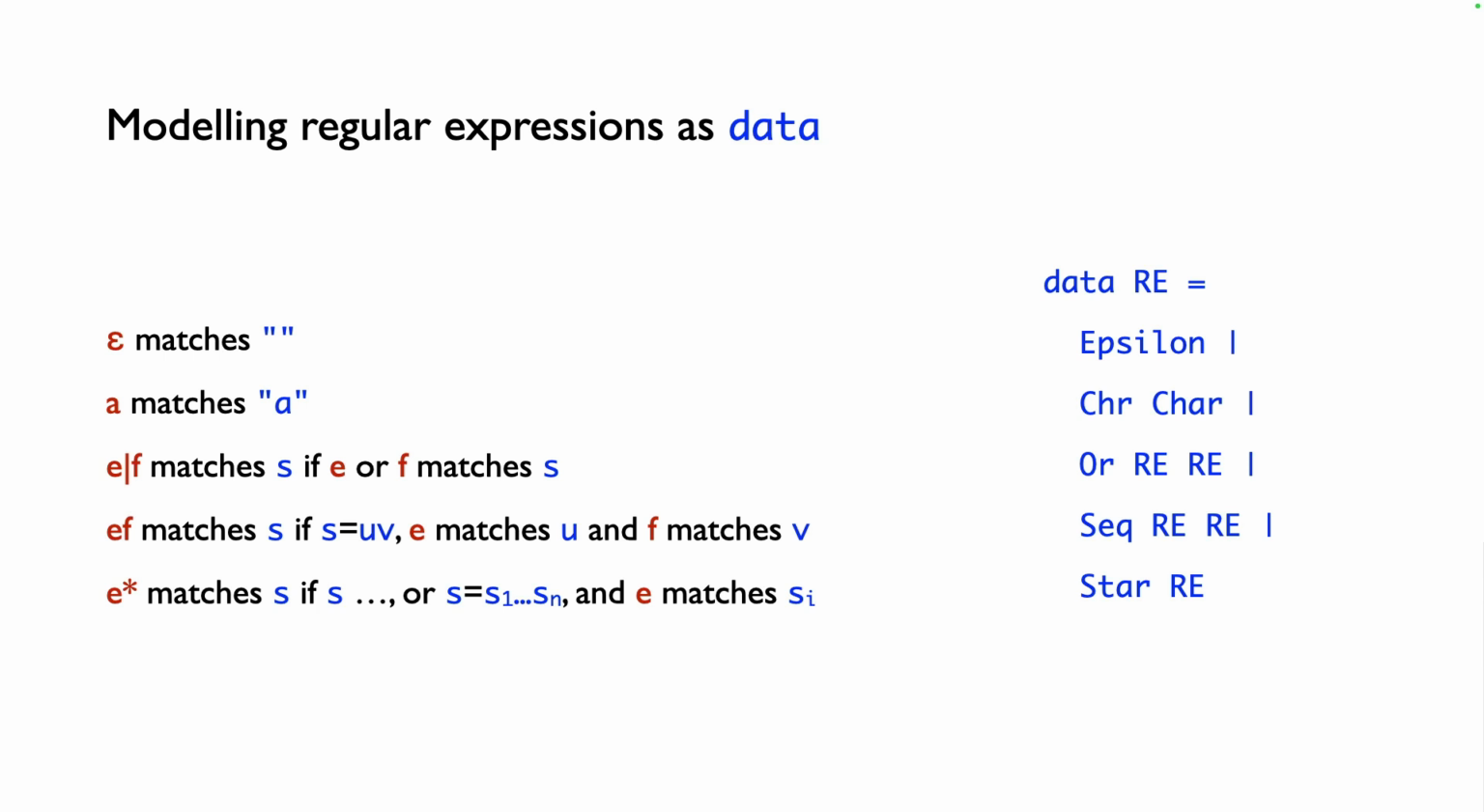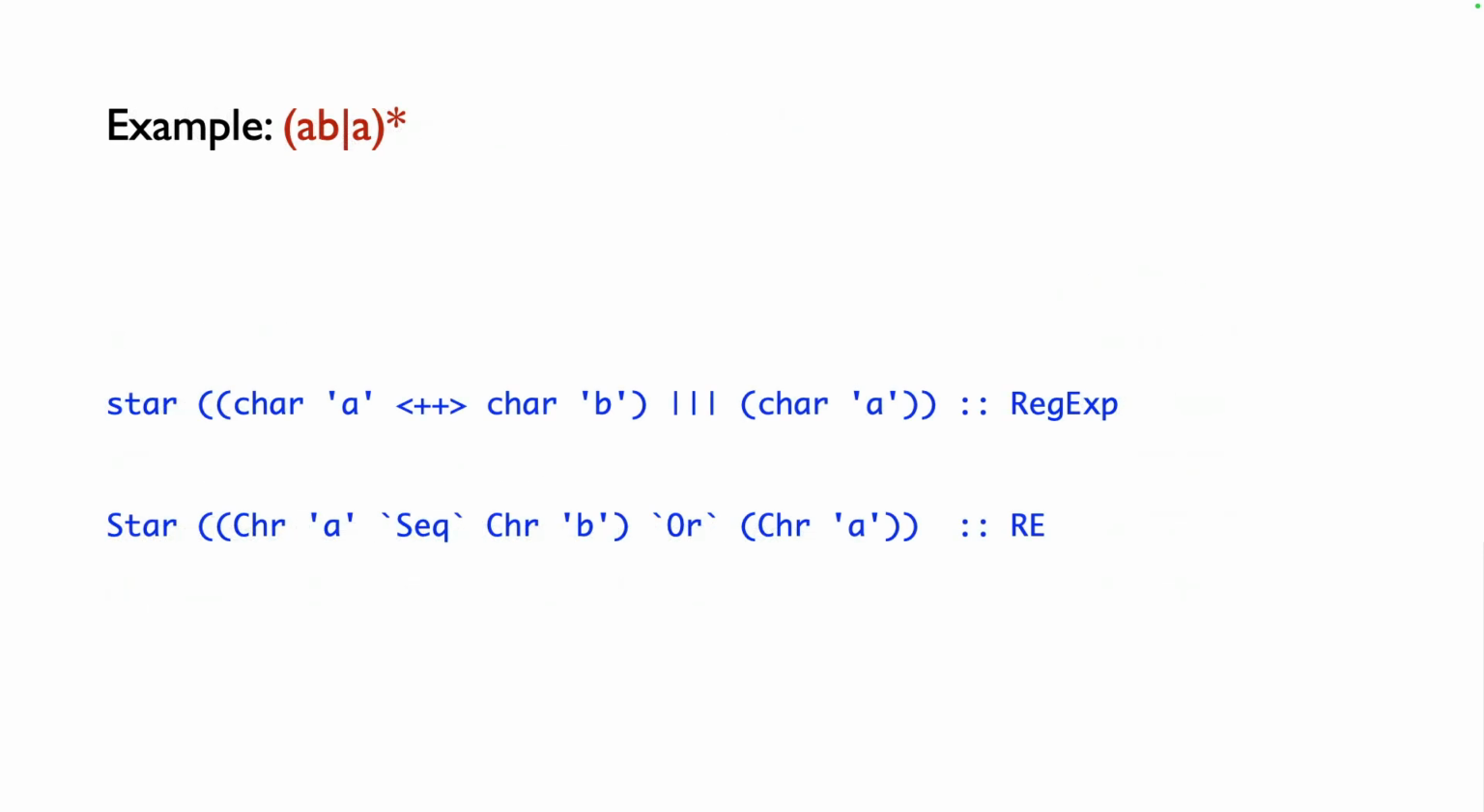But of course, this representation just gives us data. There's no behavior. It doesn't tell us what these expressions do in the way that our original representation did. So you might argue we've lost something by doing this, but in fact, we haven't. But before we talk about that, let me just show you what our example looks like in this new representation.